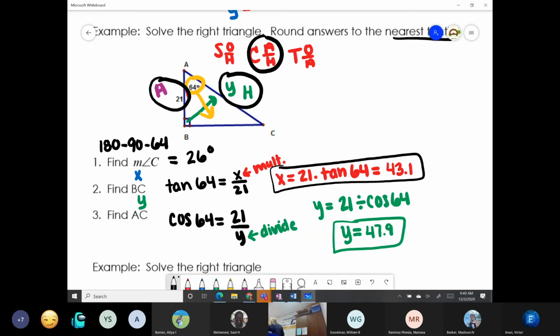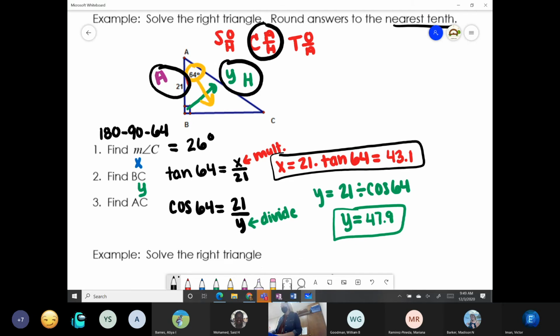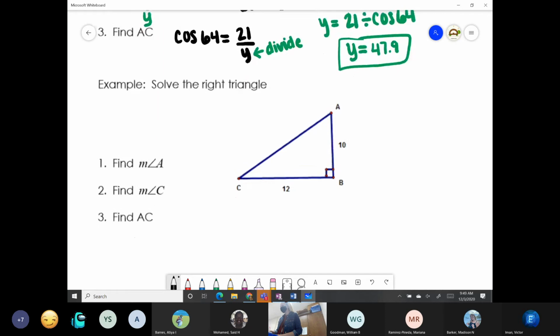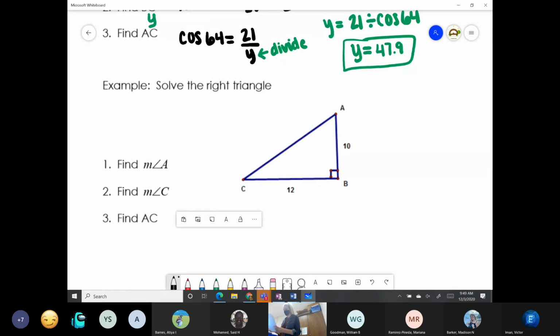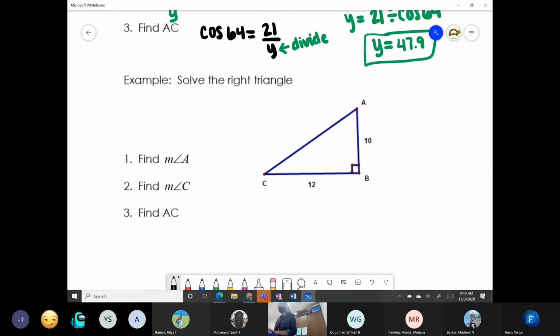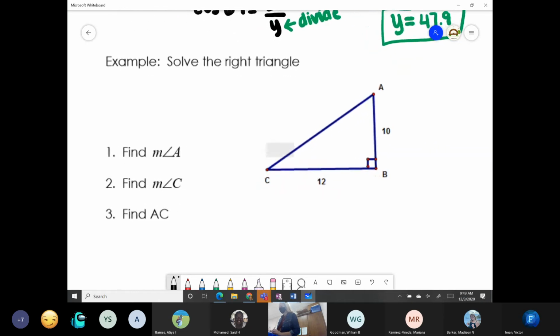Because we're going to have one last problem, and this time when we solve our triangle, we're going to need to use the inverse, because we're going to have to find two missing angles. So for my last example, this is our last problem of today's notes, because tomorrow is going to be angle of elevation and depression. For this last problem, where we want to solve the right triangle, we're going to want to find these angles.